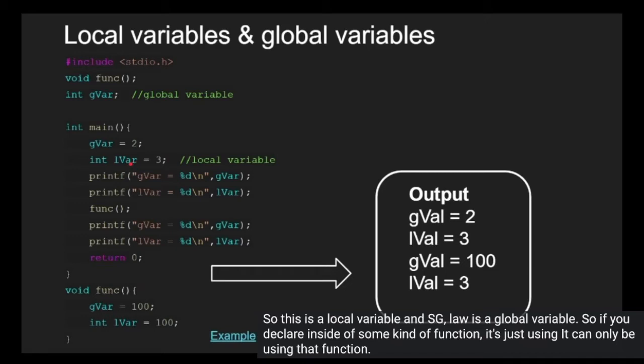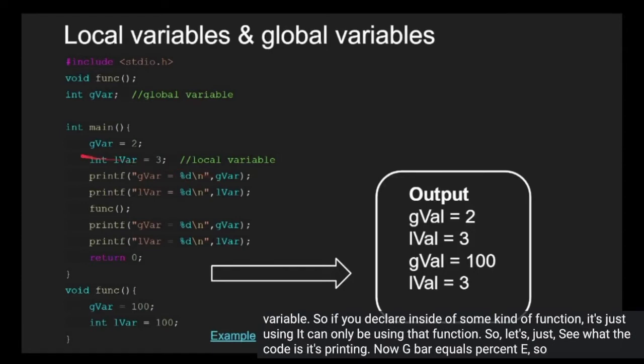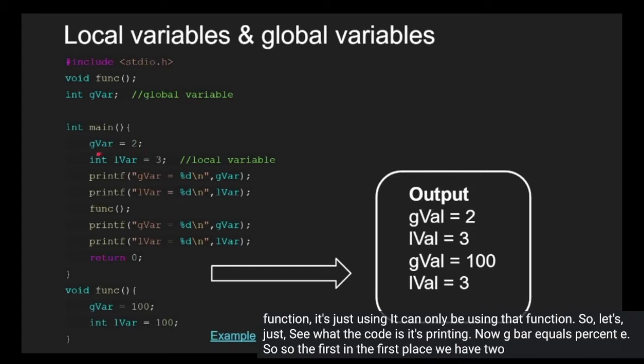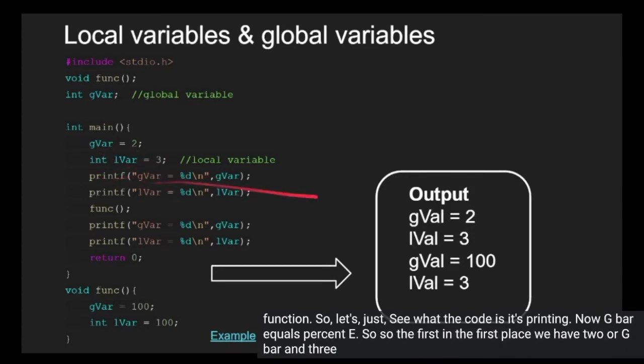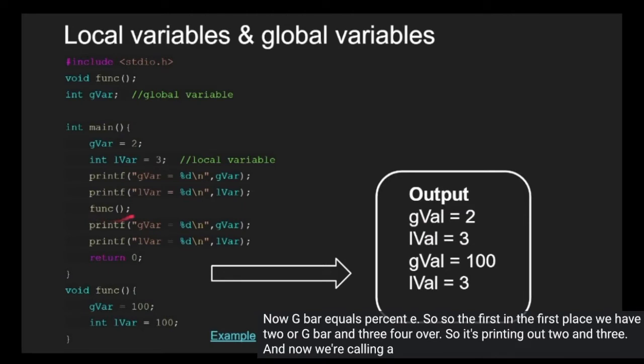So let's just see what the code is. It's printing out gvar equals %d. So in the first place we have 2 for gvar and 3 for lvar. So it's printing out 2 and 3. And now we're calling a function here.